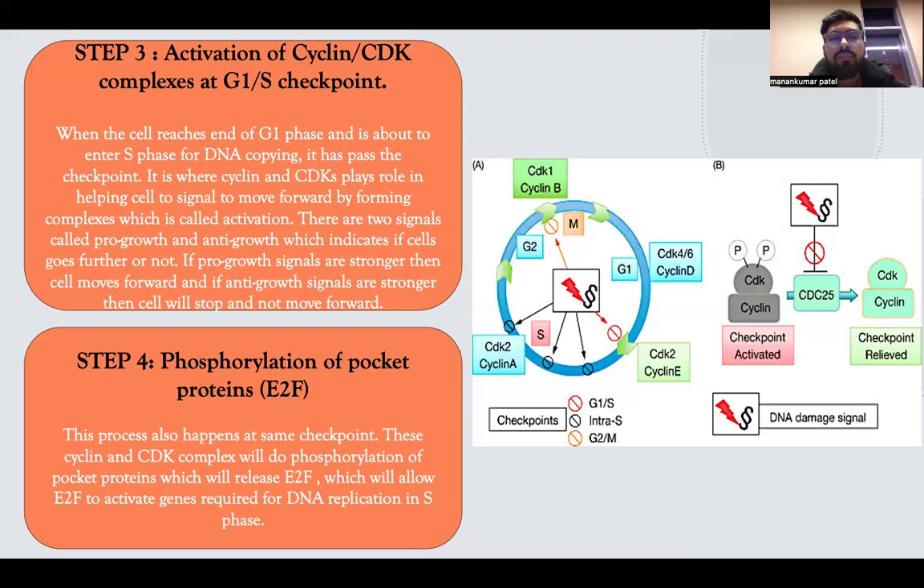Moving on to step 4, which is phosphorylation of pocket proteins, also known as E2F. This process also happens at the same checkpoint. This cyclin and CDK complex will phosphorylate pocket proteins, which will release E2F, which will allow E2F to activate genes required for DNA replication in S phase.